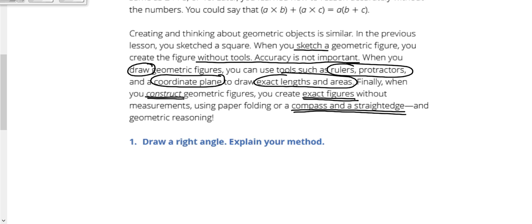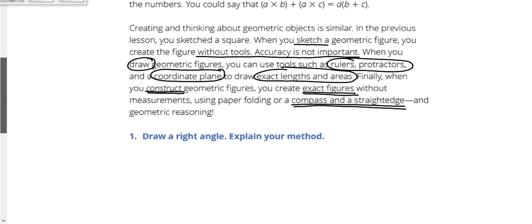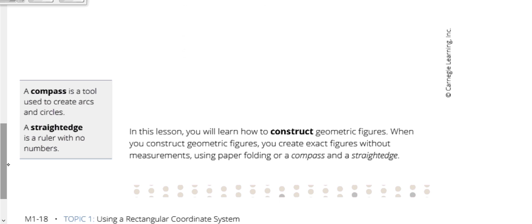It does say paper folding, but how often do we really sit there and get into paper folding? All right, so a compass, remember, is a tool that is used to create arcs and circles. A straight edge is a ruler with no numbers. People also call rulers straight edges, but a straight edge can be anything, like a side of a book. It's just something that you can use to draw that has a straight edge. So we are going to construct geometric figures in this lesson today.